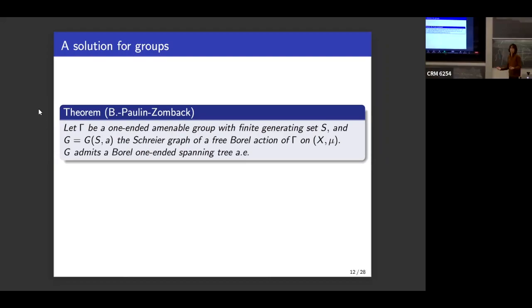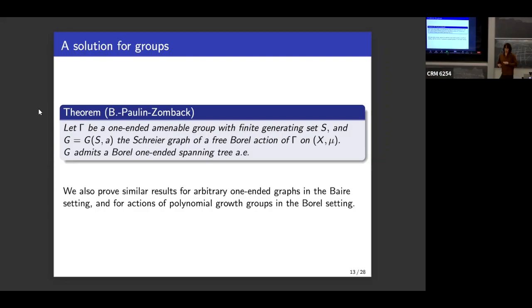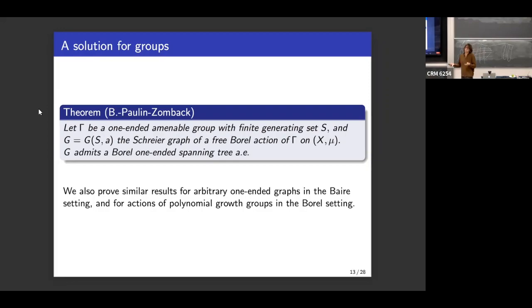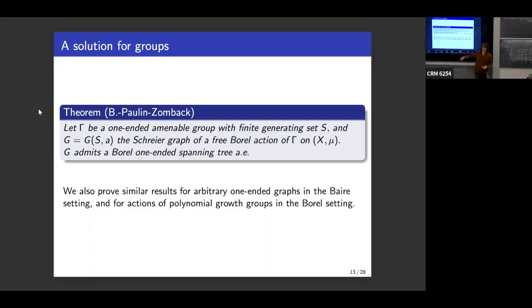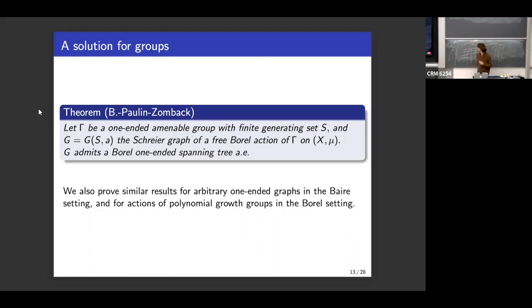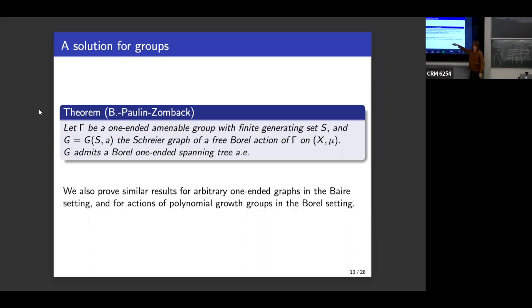And I'll mention now that we also prove more general results in the bare measurable context, where I throw out a meager set instead of a null set. We can do it for any one-ended graph. If you give me any one-ended locally finite graph, then I can find a one-ended spanning tree of this thing after throwing out a meager set. And if I care about the Borel setting, then for polynomial growth group actions, we can find a genuine Borel one-ended spanning tree without throwing out any points. But this is a 30-minute talk, so I won't talk that much about either of these two results. I'll focus on those measurable things, since that's the most related to what people here care about.